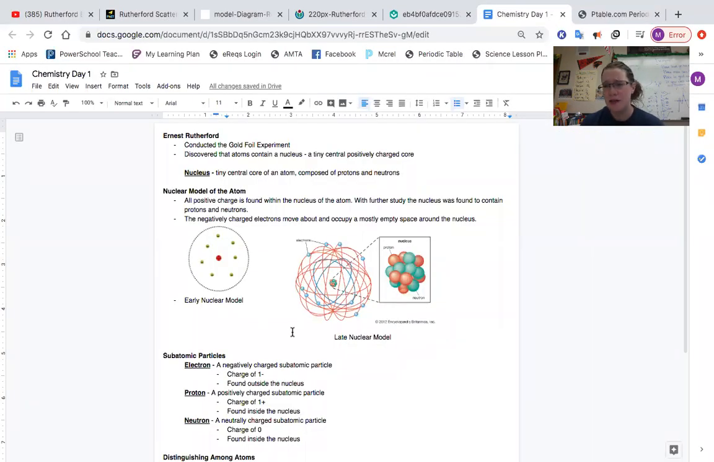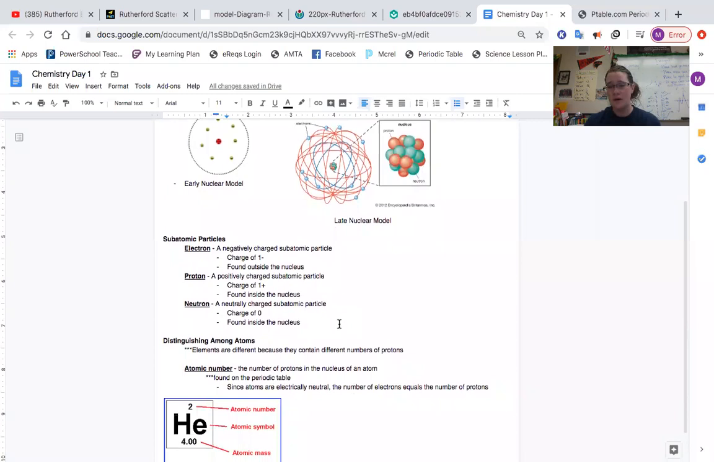So in the notes on this page, this just kind of summarizes some of the things I've said. And so before, we only had electrons, and electrons are negatively charged subatomic particles. We've already talked about them. They have a charge of 1 minus, and we now know that they are found outside of a nucleus in our atom. The protons are positively charged subatomic particles.